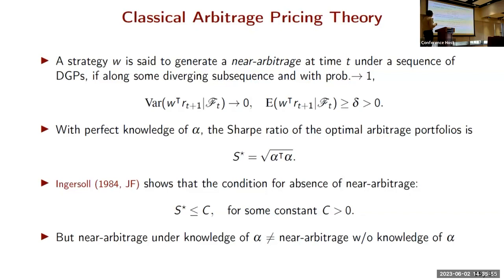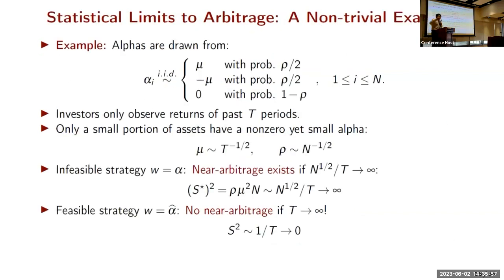Now we have seen the notation of classical APT. I'm going to give you a slightly non-trivial example to tell you that the classical APT is inadequate to model reality. This is just an example. We don't need these assumptions. In this example, we assume alphas are drawn from this distribution cross-sectionally.